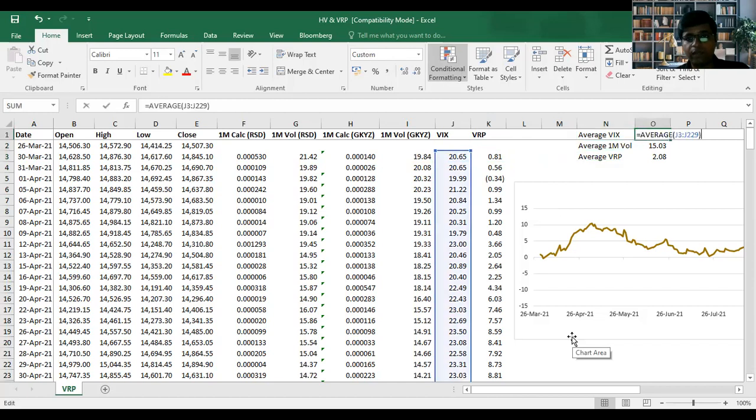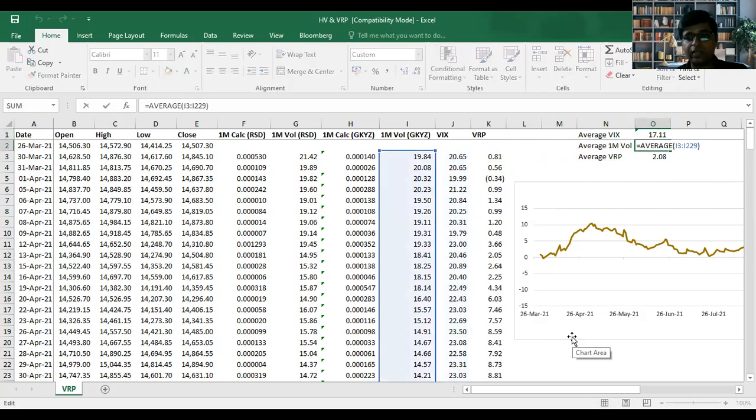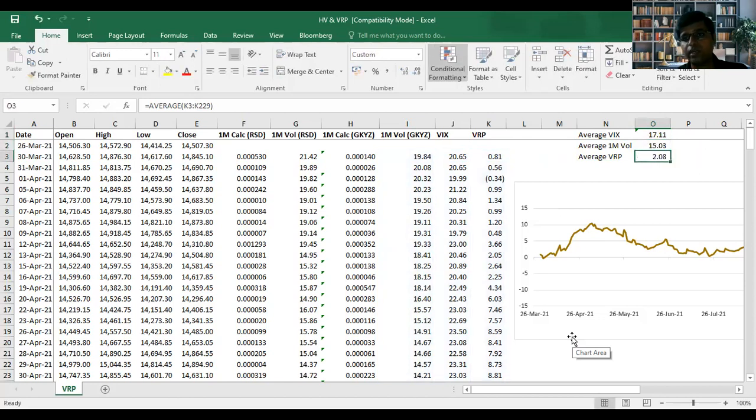And at the same point of time, I have also computed the average of the VIX for this entire period of 1 year, the average 1 month volatility under GK/YJ method for 1 year, and the average volatility risk premium. So you can see on an average over a period of 1 year, the actual or historical volatility is always lesser as compared to the VIX. So that's why it is considered that the option selling is always preferable.